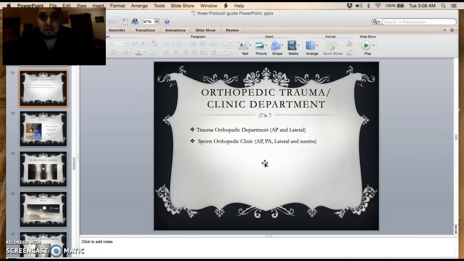Moving on from the main to the orthopedic department, we have orthopedic trauma and also the clinic department, which is the same department but does things a little differently. The trauma orthopedic department does AP and lateral, and the sports orthopedic clinic department is going to do the PA, AP, lateral, and sunrise, 4 views.